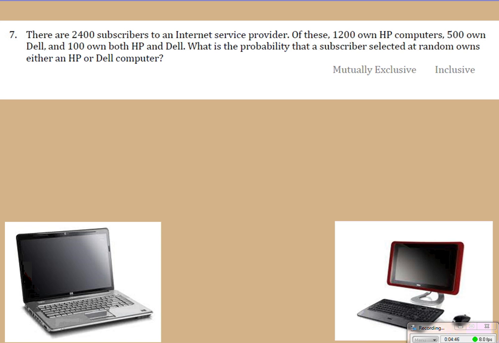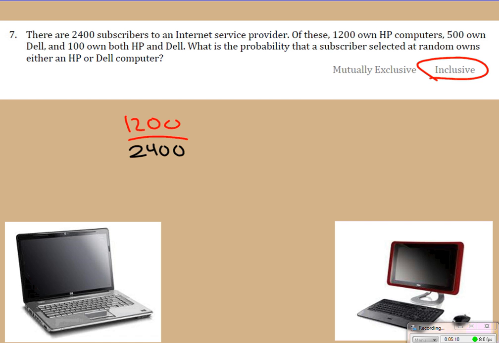So 2,400 subscribers to the internet service provider, 1,200 own HP, 500 own Dell, and 100 own both HP and Dell. What's the probability a subscriber selected at random owns either one? Well, some people own both. So you want 1,200 of the HP guys.